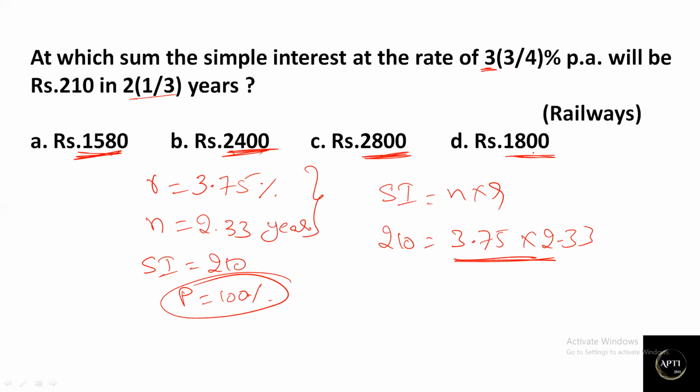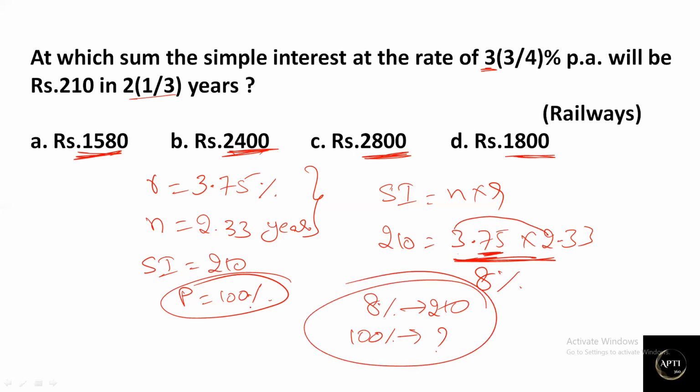We have 4 different options which are not close, so you can consider an approximate value. How can I consider 3.75 approximately? 3 into 2, but here 0.75 is there. Approximately we can take it as 4 into 2, which is 8. But the value is not exactly 8; you will get 8 point something. If you want to consider approximately, you can take it as 8%. 8% value is 210. What is 100% value?